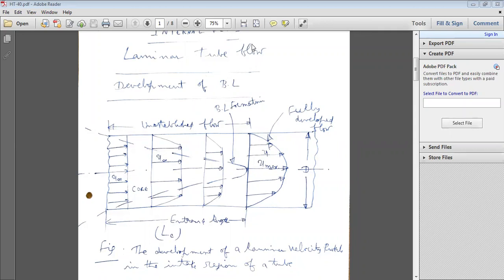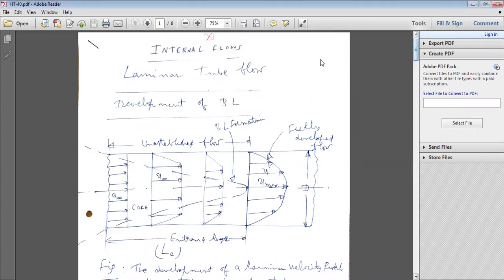Okay, so dear students, so far we have completed external flows. That is, fluid flow and heat transfer analysis on external flows. For example, flow on a flat plate, flow on the outside surface of a cylinder. All those come under external flows.